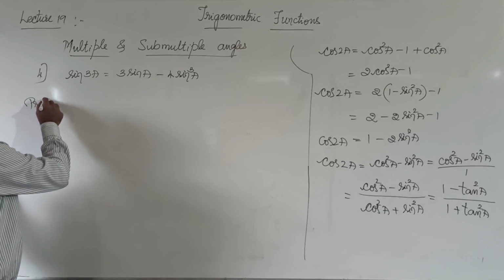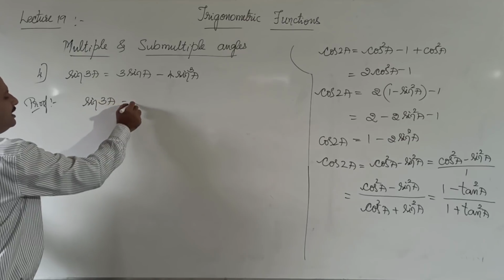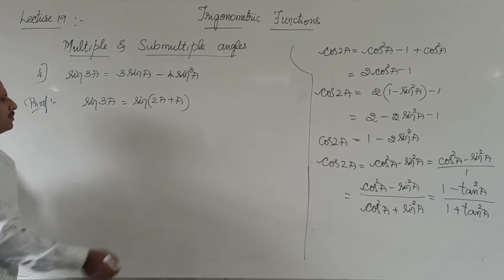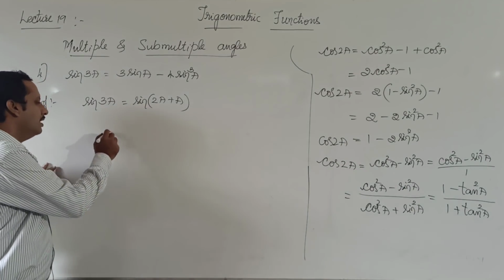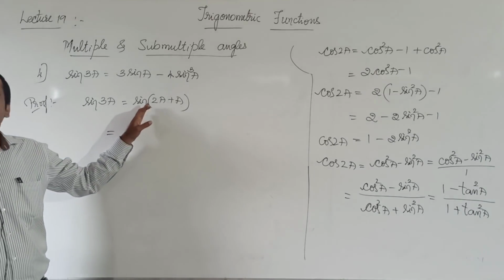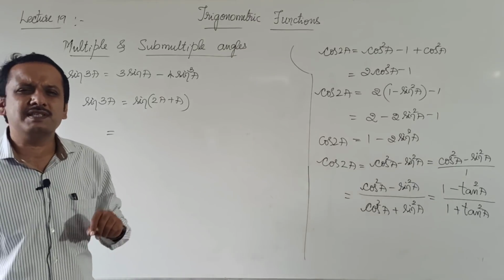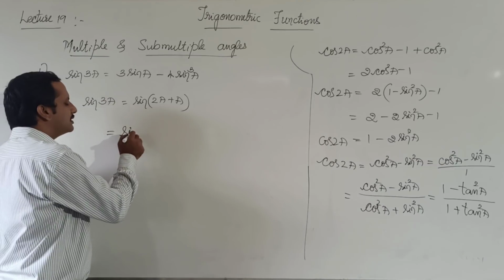Proof. Sin 3a, I will write as sin(2a + a). I am writing 3a as 2a plus a. Now this is in the form sin(a + b). We know that sin(a + b) is equal to sin a cos b plus cos a sin b. So that I am using here.